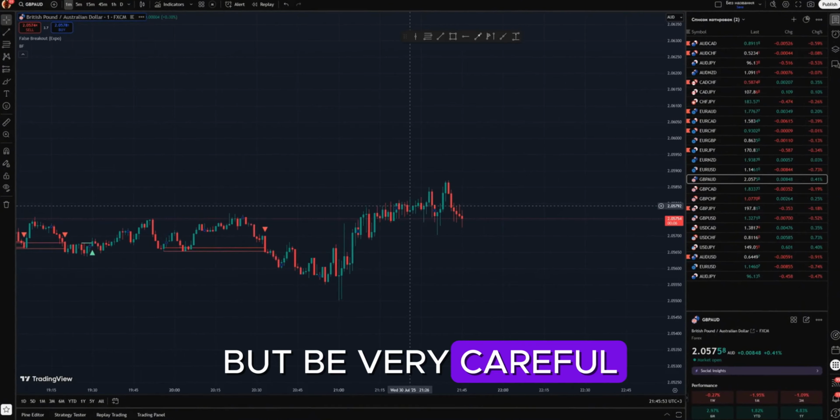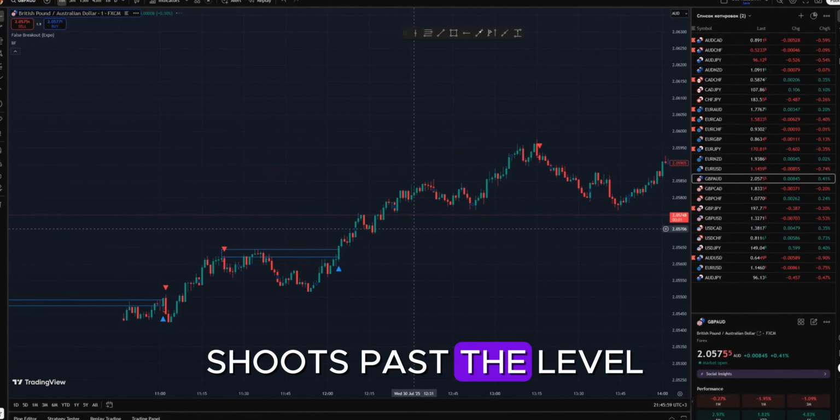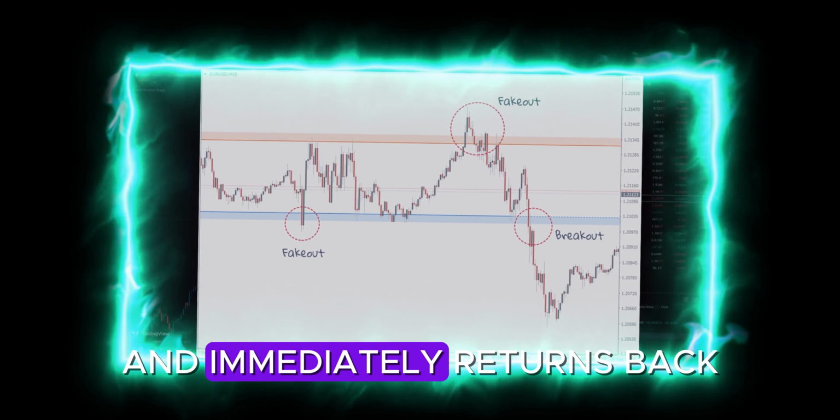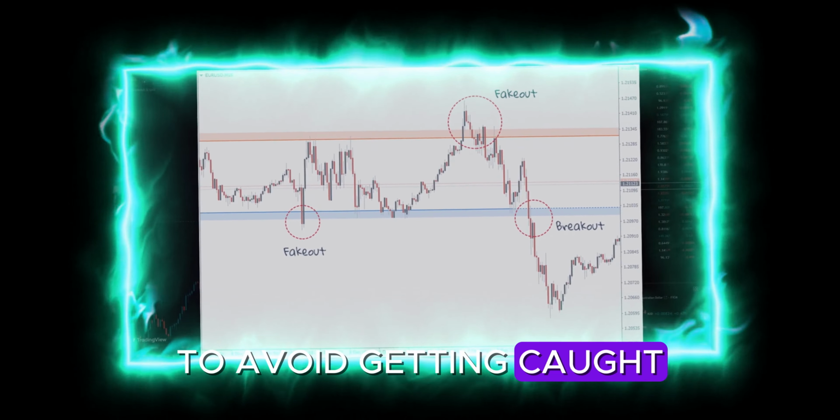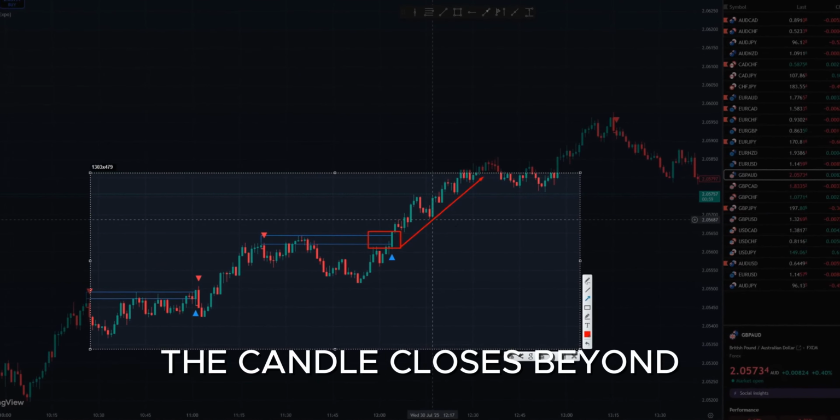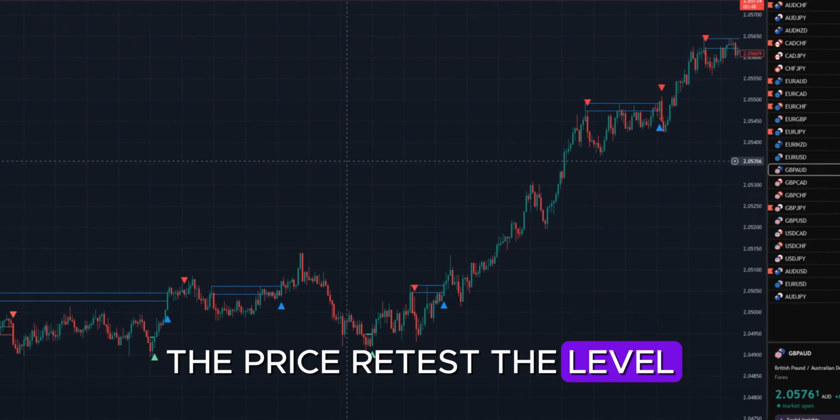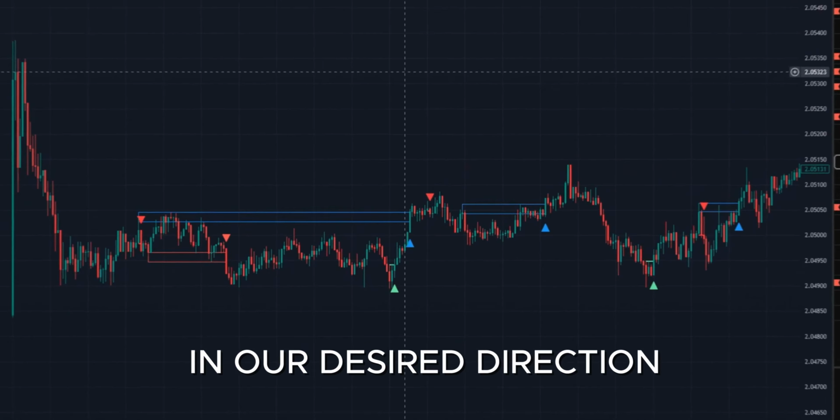But be very careful. False breakouts are common. That's when the price shoots past the level by a few points and immediately returns back. To avoid getting caught, it's better to wait for confirmation. For example, the candle closes beyond the breakout, or after the breakout, the price retests the level and then moves again in our desired direction.